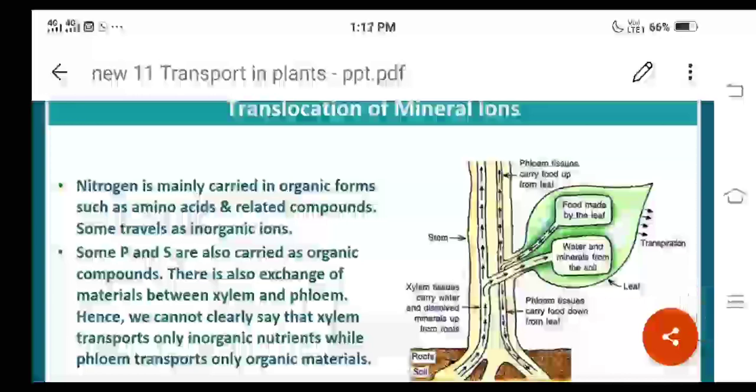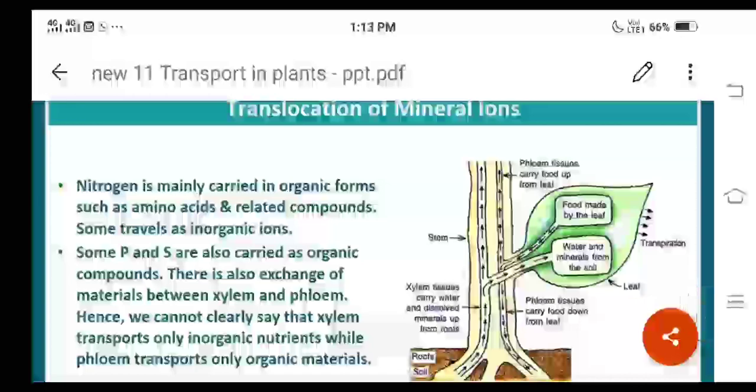And there is also exchange of materials between xylem and phloem. This is an important sentence here. Generally what we mention is that xylem conducts water and minerals, but phloem conducts the food material. The functions we mention like this normally, but there may also be an exchange of materials between the xylem and phloem. Hence we cannot clearly say that xylem transports only inorganic nutrients while phloem transports only organic materials, right?